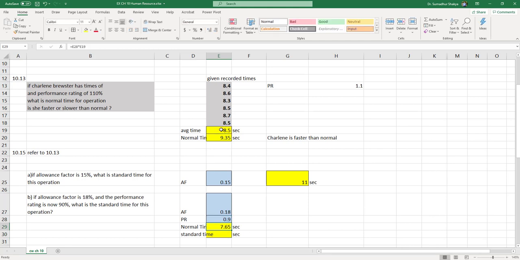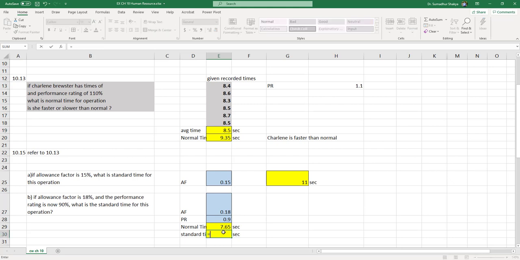So if somebody with only 90% performance rating can get stuff done in 8.5 seconds, the normal person should be able to do it a lot sooner, whose performance rating would be 100% instead of 90%. If somebody who has only 90% of the capability of a normal person can get some stuff done in 8.5 seconds on average, the normal person should be able to do it a lot sooner because they'll have 10% more capability than the person in question.